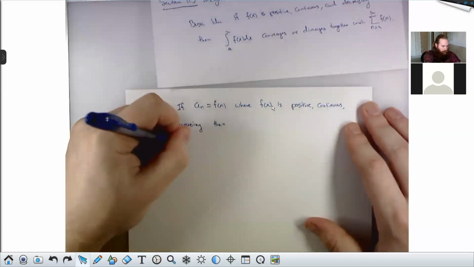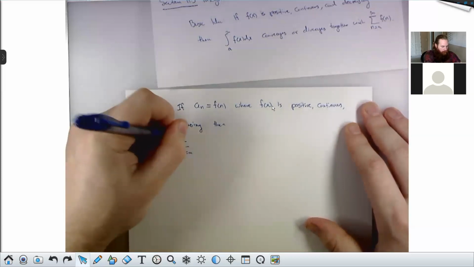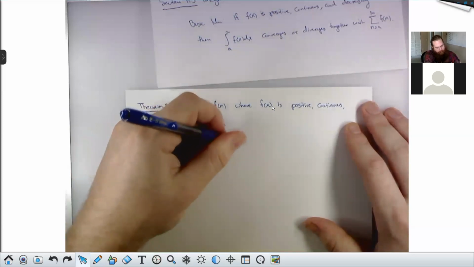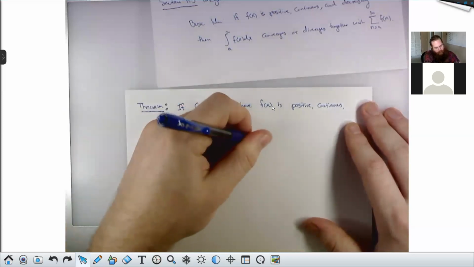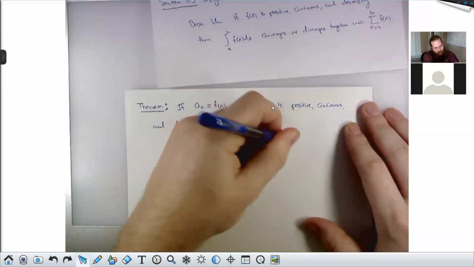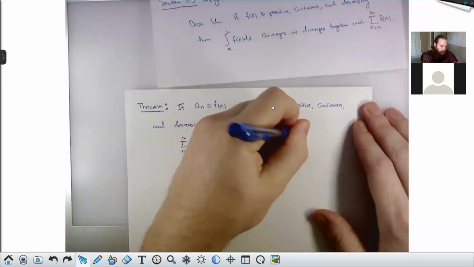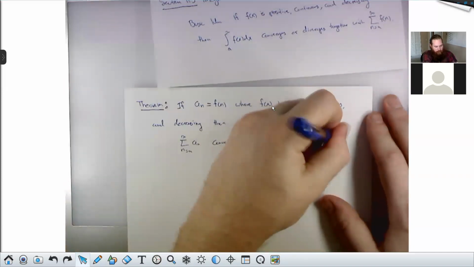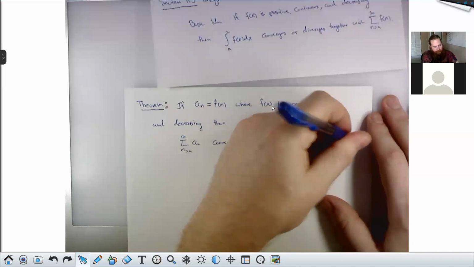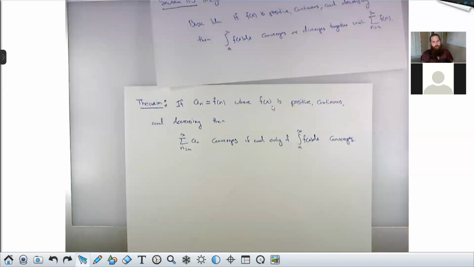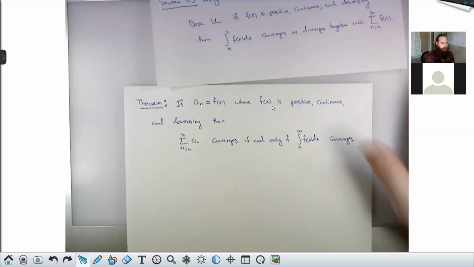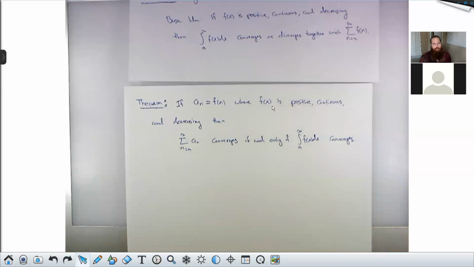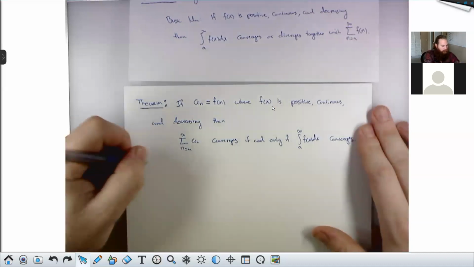then sigma n from wherever to infinity of an converges if and only if the integral from a to infinity of f of x dx converges. This is the way it's stated in your textbook. This is the way you should think of it. And it's really saying the same thing as the basic idea that I mentioned above. So this is called the integral test.